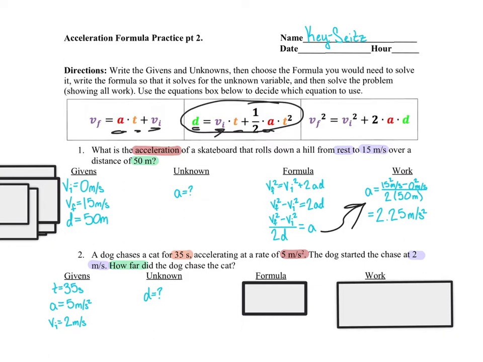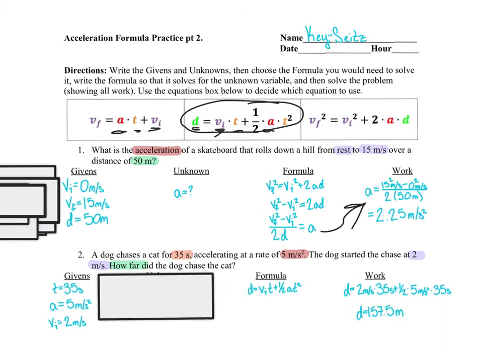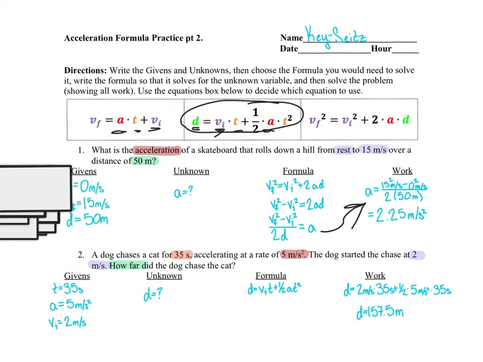So I'm going to be using that second equation for the formula. And it already solves for distance, which is our unknown, so I don't have to touch it. Again, I'm plugging in all of my givens into my formula. So under work, that first step is plugging in all of my numbers. And then all I have to do is use a calculator, and that'll spit out the answer. So my answer is 157.5 meters.